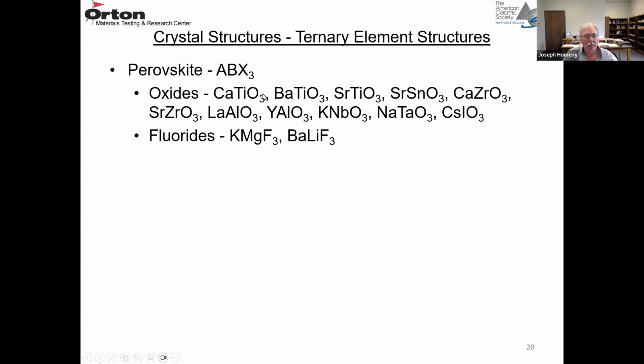So there are various oxides that form the perovskite structure. Barium titanate, BaTiO3, is one. None of these are particularly important refractory materials, but I just wanted to include this ternary structure. Materials like barium titanate are actually electronic materials. There are also some fluorides in the perovskite structure, with fluorine instead of oxygen in the X site.